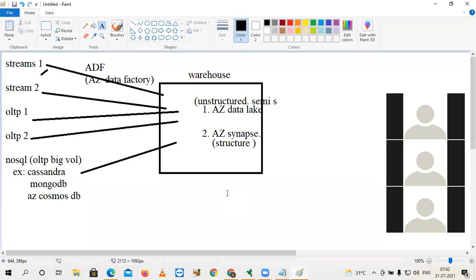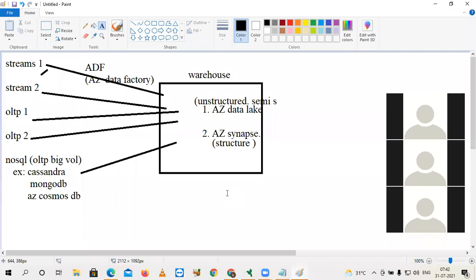Unstructured means what, sir? Like logs, video, image, tweets, videos, images, audios, Facebook JSON live, documents, MongoDB, clickstream data. Streams can be semi-structured nowadays. Most streams can be semi-structured. Okay, of course. Text messages.